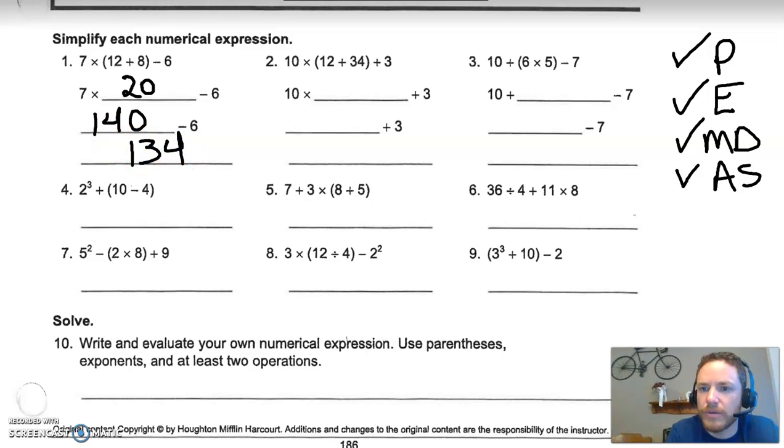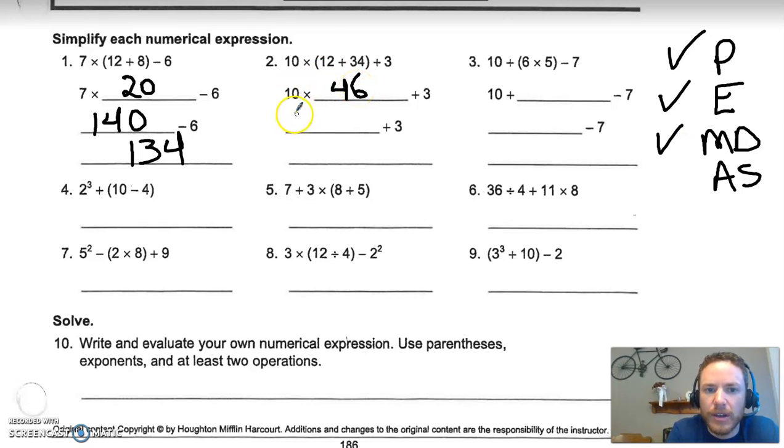Let's check out number 2. Kind of erase my checklist. Number 2, I have parentheses again, 12 plus 34. 34 plus 10 would be 44, plus 2 more would be 46. And this is just like the last problem where I did have parentheses, but I don't have exponents. And then I do have multiplication. 10 times 46. 1 times 46 would be 46. And if I annex that 0, it makes 460. Plus 3 makes 463.